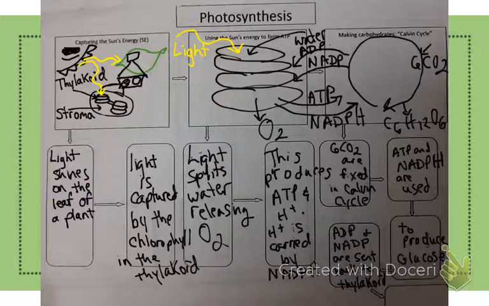Okay, so we're going to use ATP, we're going to use NADPH, we're going to capture or fix that CO2, we're going to produce glucose. When we produce glucose, it's going to kick back the NADP and the ADP. And the main thing down here, this all occurs in our stroma. Okay, so it occurs in the stroma.